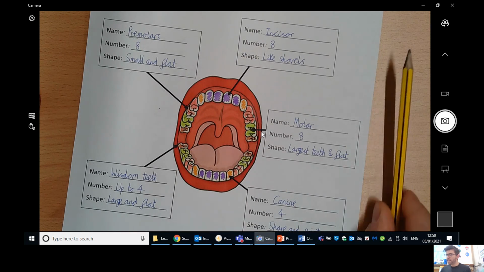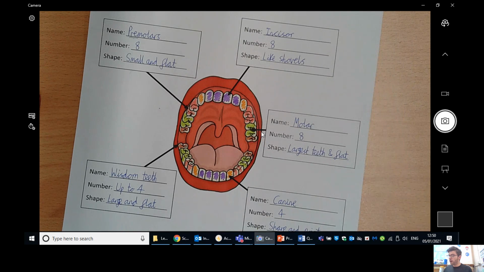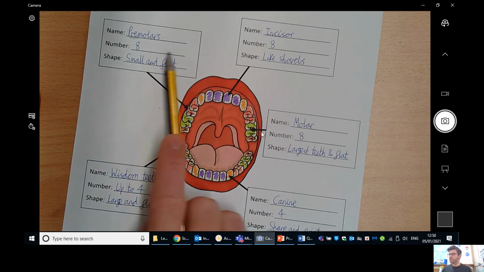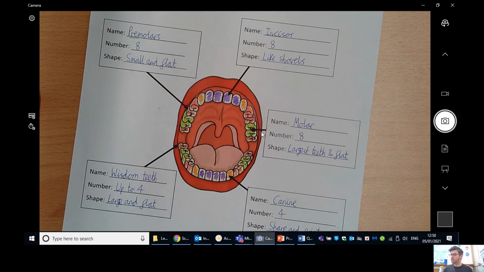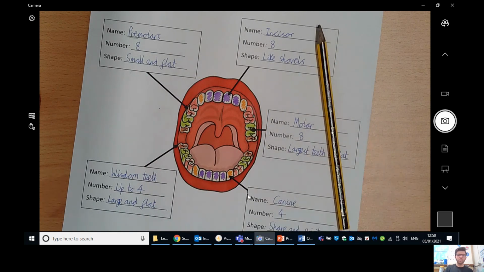So really well done, guys. Remember that all teeth, apart from canines and wisdom, we have 8 of. So you've got 8 premolars, 8 incisors, 8 molars, and then 4 wisdom and 4 canine. Really excellent work today, guys.